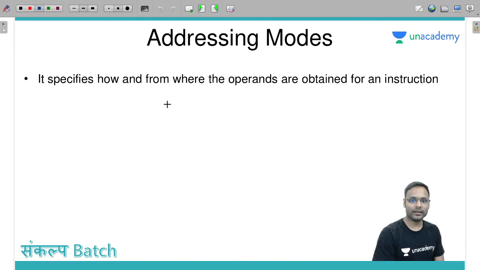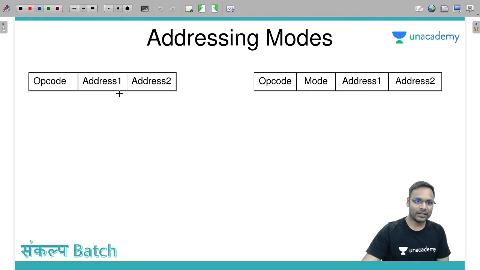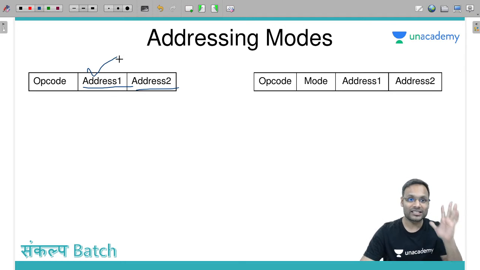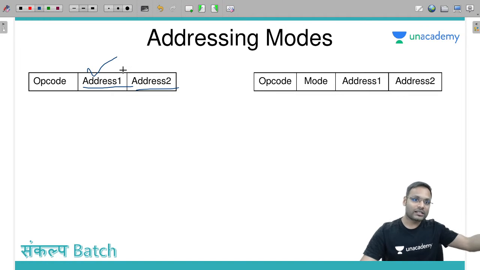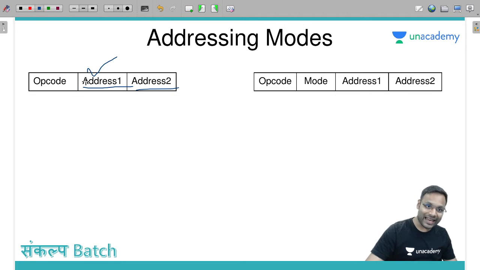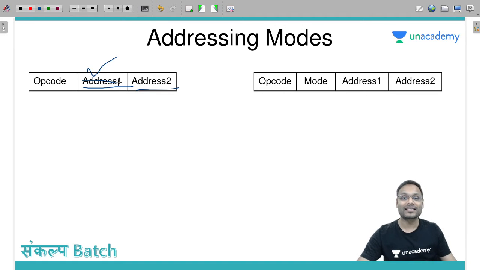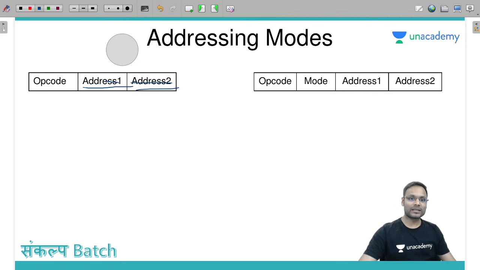फाइन. चलिए, addressing mode is what? Addressing mode is that field of instruction which specifies how and from where the operands are obtained. See, look at this. These addresses are mentioned here. These addresses by themselves cannot specify whether this address is giving you the operand from a register or memory or somewhere else, or in some different way. So how exactly, using this address, you are going to access the operand, that will be specified by the mode.